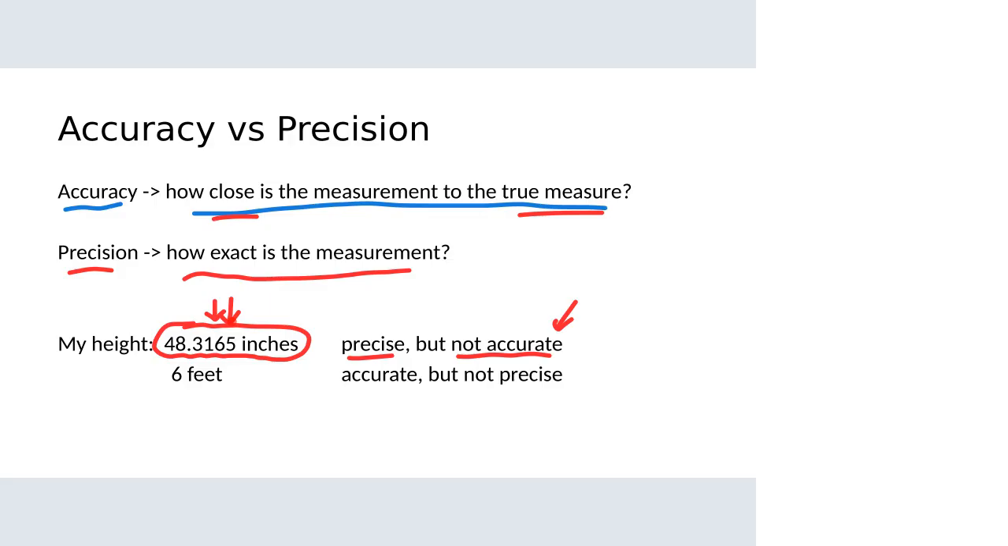Then in contrast to that, if you were just to ballpark it and say, yeah, 6 feet, well, that's reasonably accurate, but it's not very precise because it's just 6 feet. It's not even to the nearest inch. It's just, yeah, 6 feet, close enough. It is relatively accurate, but it's not very precise because it's more of a, it's close. But we can't say with any more degree of certainty than that.